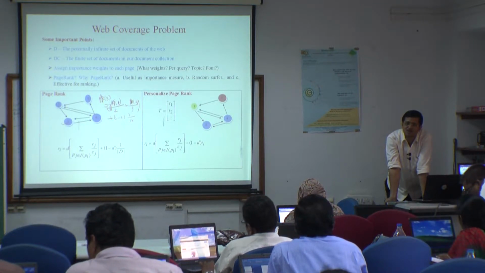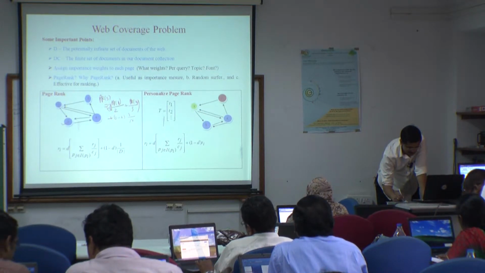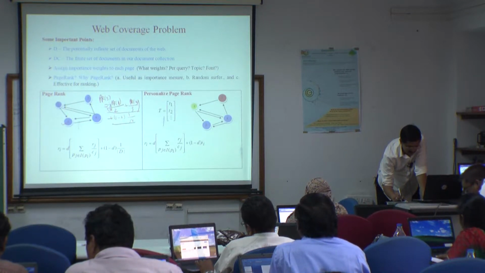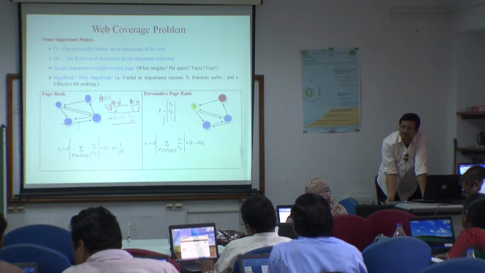Actually, PageRank contains 2 parts. In every PageRank equation, you will find there exist 2 different parts. This is the first part and this is the second part. What are the roles of both parts? Do you know?